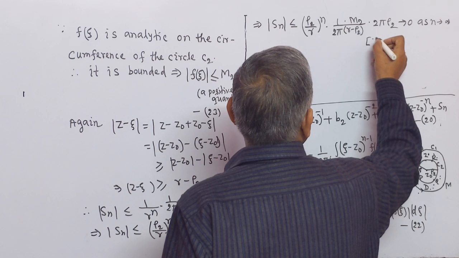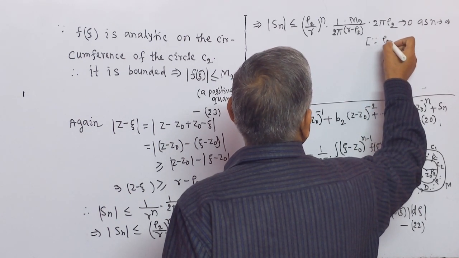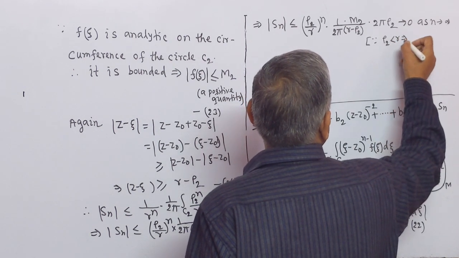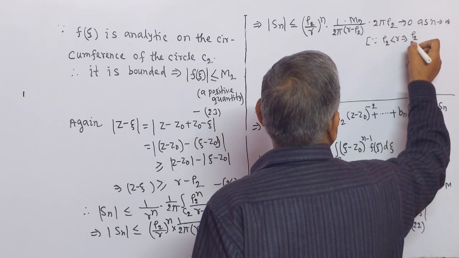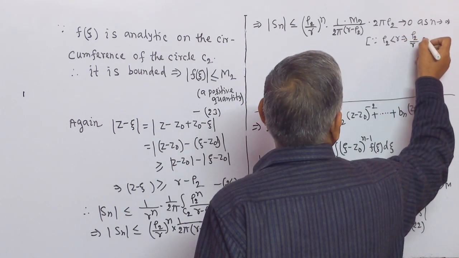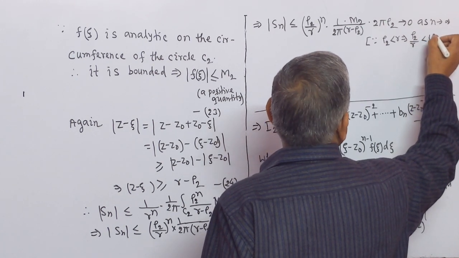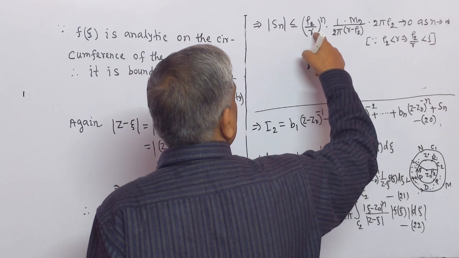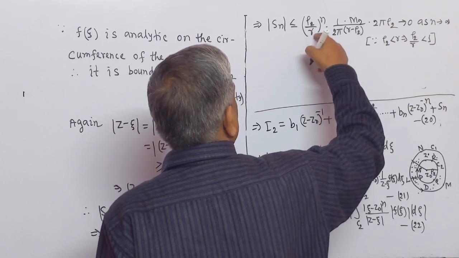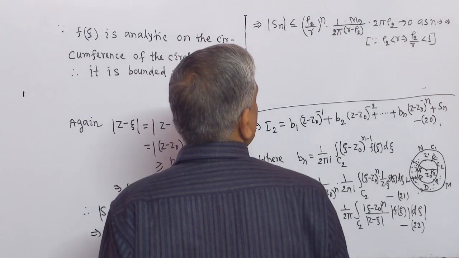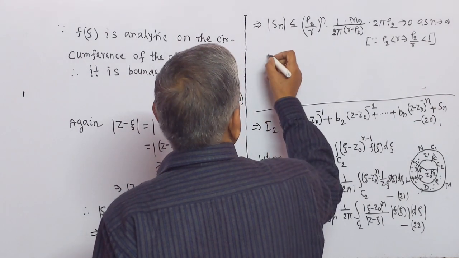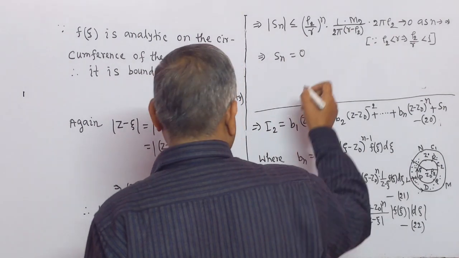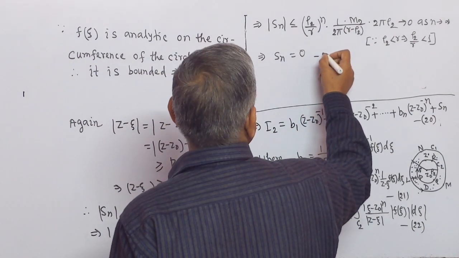Since rho 2 is less than r implies that rho 2 by r is less than 1, and when this is less than 1, then the power infinity will tend to 0, implies that Sn equal to 0. This is number 25.